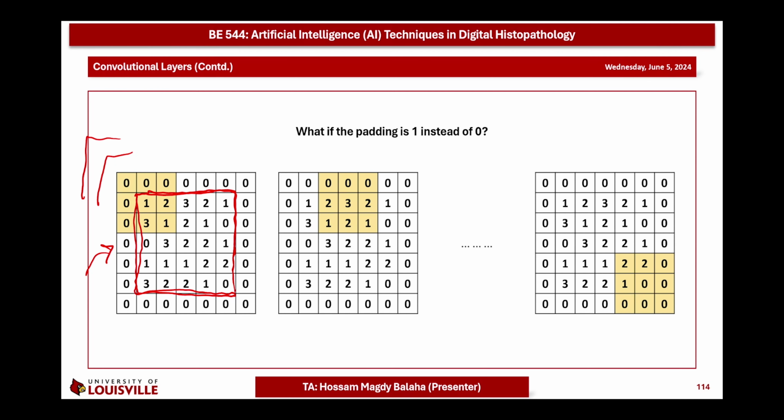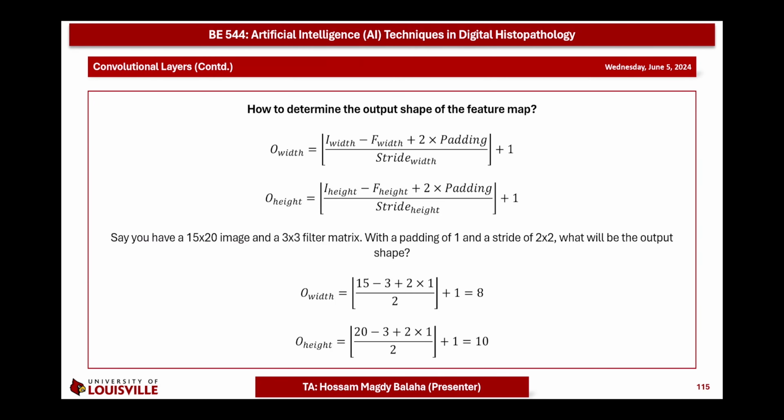So after applying a padding of 1, as mentioned in the example, you will start to get the matrix, and then you make a stride of 2, then you get another matrix, and so on until you reach the end, which is here. So mathematically, how to determine the output shape of the feature map?